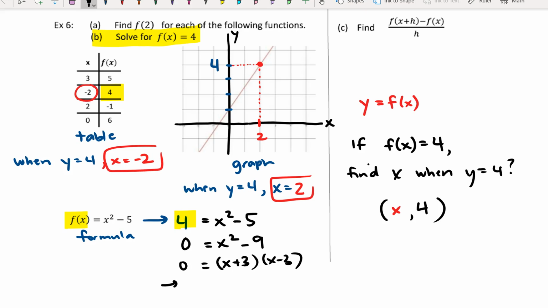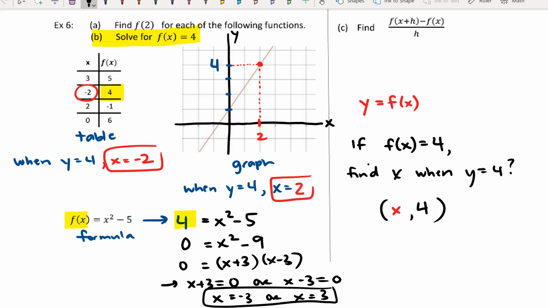And right away, we use the 0 factor property to set each of those linear factors equal to 0. See if I can write that just a little bit nicer for you. It's x minus 3 equals 0, which gives us two solutions for x. We have x equals -3, or x equals positive 3. So when y equals 4, for this particular function, we have two values, x equals negative 3 or x equals positive 3.